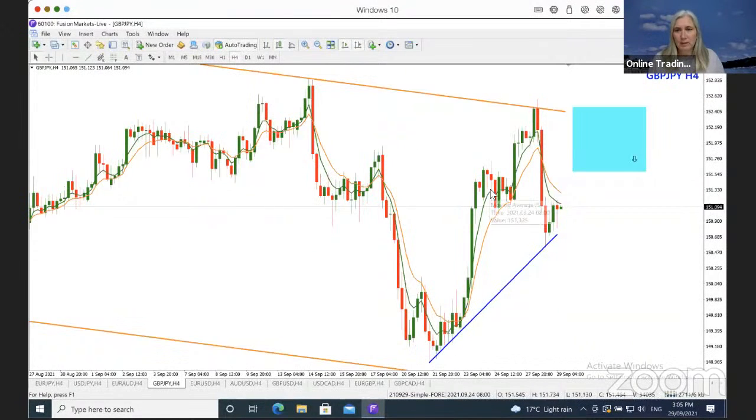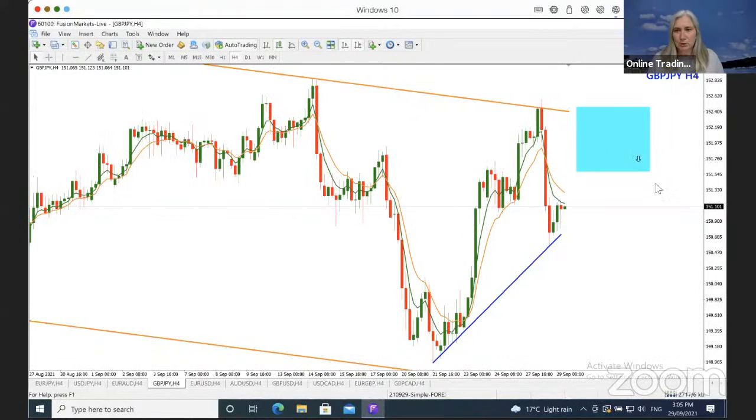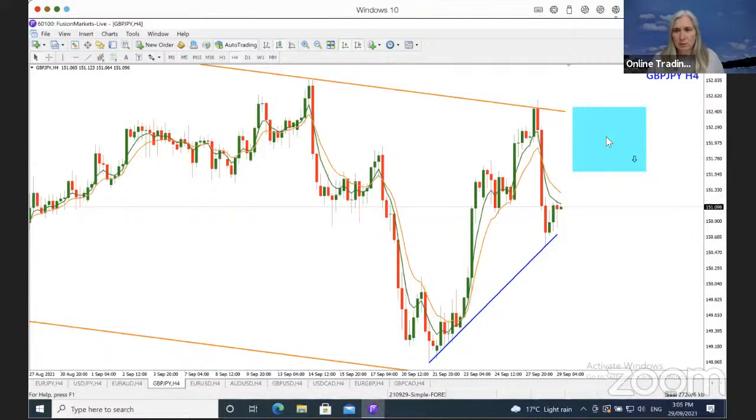So on the 4-hourly, I'm looking for a small pullback to about halfway and then a reversal there. If I get that reversal, then I'm looking for a short. So it will probably be anywhere in that area or even closer. If it goes all the way up to the top of the channel, that's fine too. So looking for a short on this one.